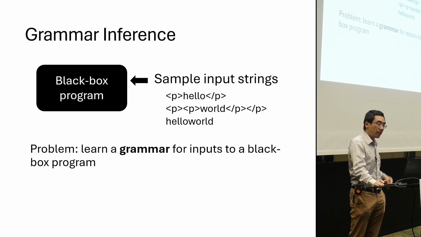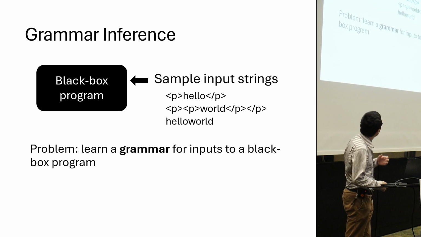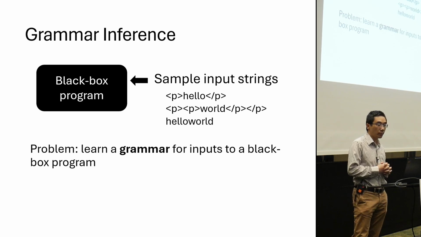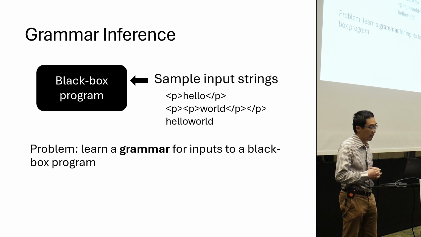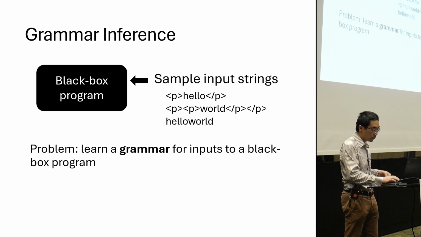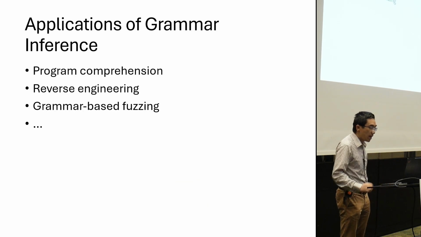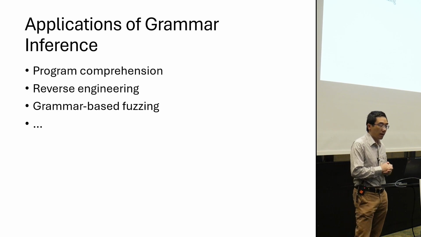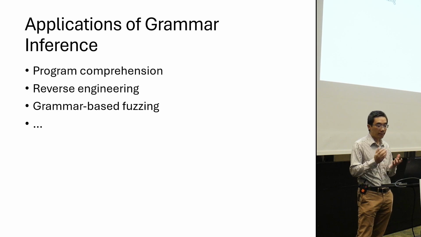Okay, so our paper is about grammar inference. Here we have a black box program, and we want to learn a grammar for inputs to this program. For example, if the program takes a set of inputs like XML strings, we want to infer an XML-like grammar. Grammar inference has lots of applications, from understanding programs to reverse engineering to grammar-based fuzzing and many others.